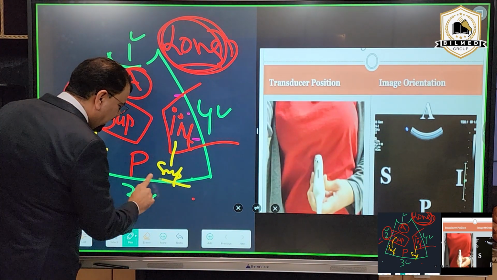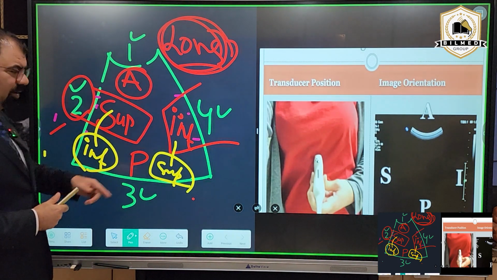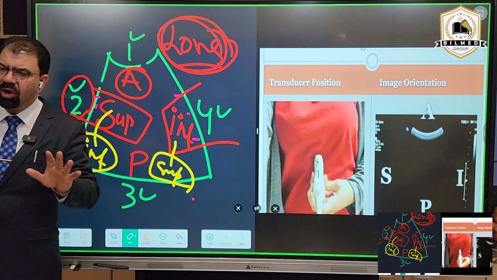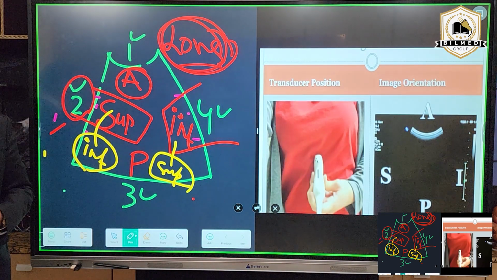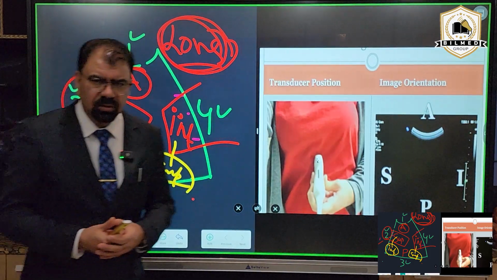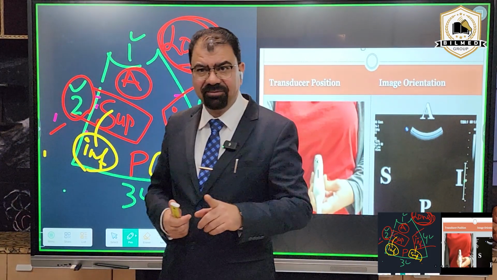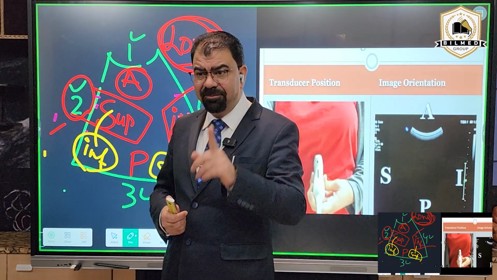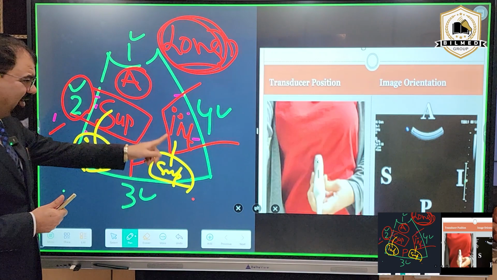Now, Dr. Madhuri, last question for you. What will happen to anterior and posterior? Will they remain same or will they also change? They remain same only, sir. Very good. So if I rotate it anti-clockwise, I actually have a mirror image.